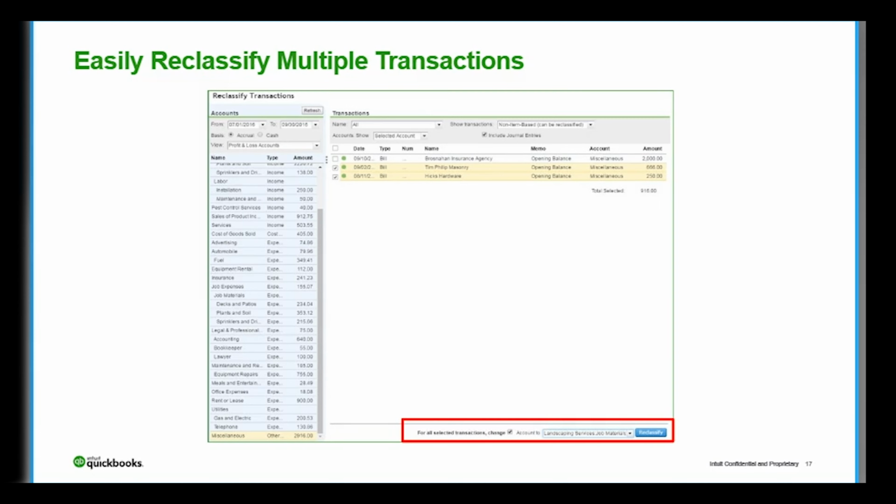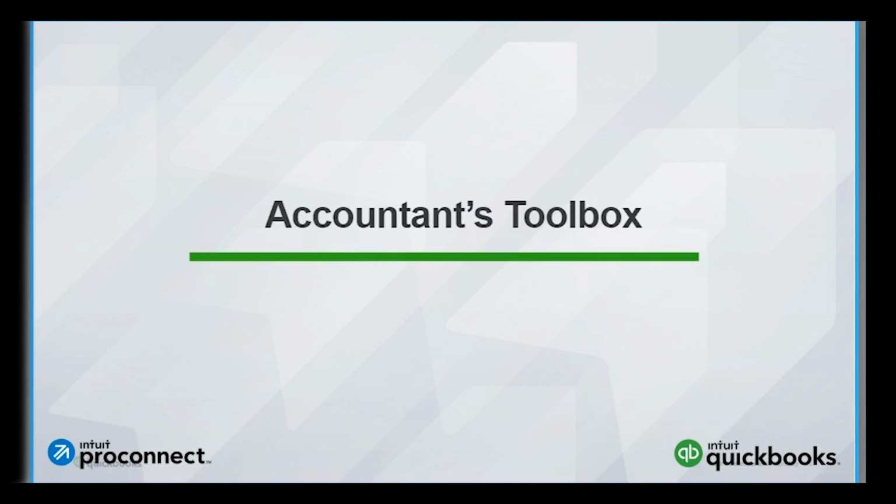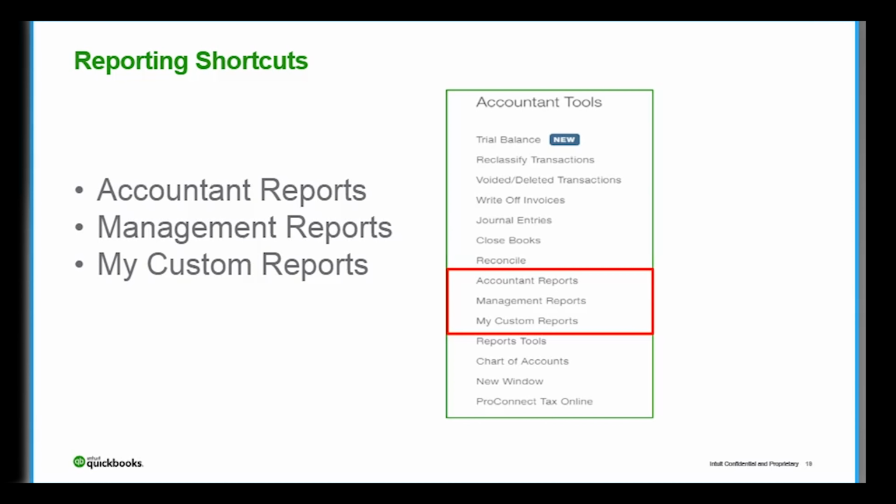There's benefit to that. All right, Accountant's Toolbox, I kind of teased it up on the last few slides, but again, make sure you're in the Accountant's Edition. In the Accountant's Toolbox, you're going to find shortcuts to reporting. There are accountant-only reports in there, management reports, and then also you can easily customize reports.